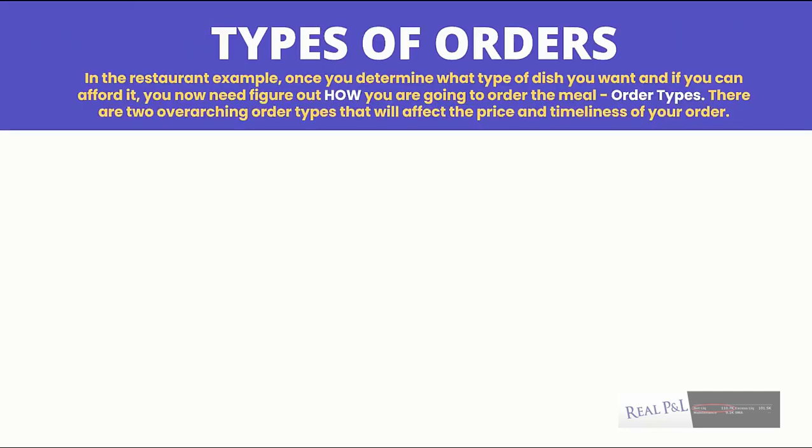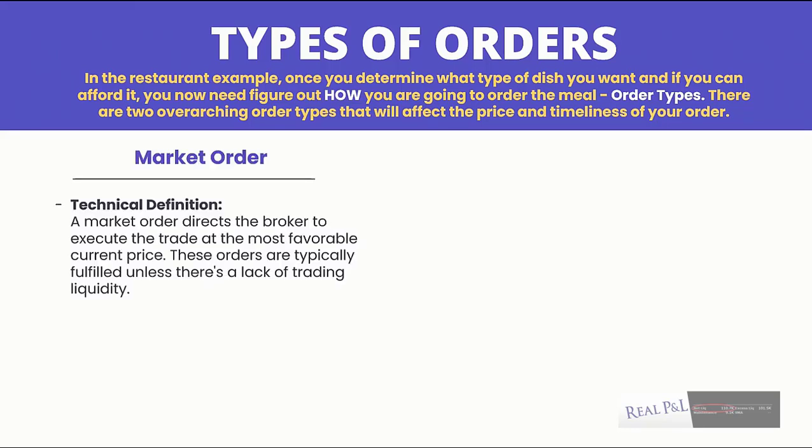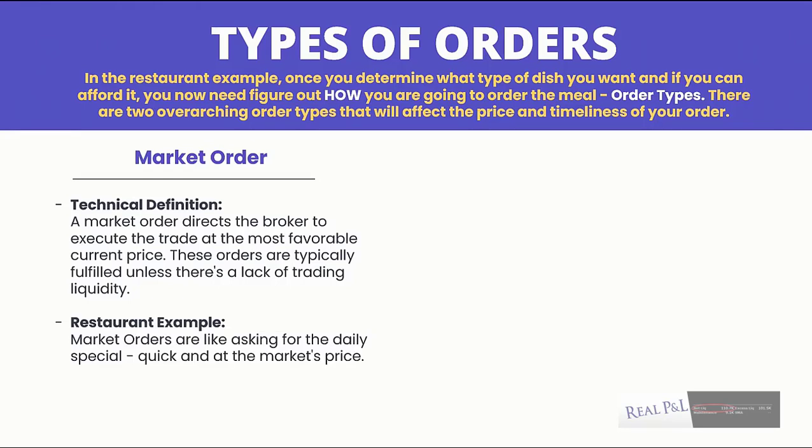In a restaurant example, once you determine what type of dish you want, and if you can afford it, you now need to figure out how you are going to order the meal. That would be the order type. There are two overarching order types that will affect the price and timeliness of your order. There's a market order. This directs the broker to execute the trade at the most favorable current price. These orders are typically fulfilled unless there's a lack of trading liquidity. They're filled right away. In a restaurant, market orders are like asking for the daily special. They're quick and at the market's price.